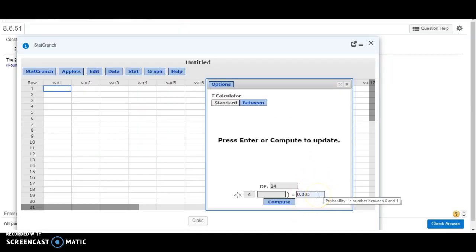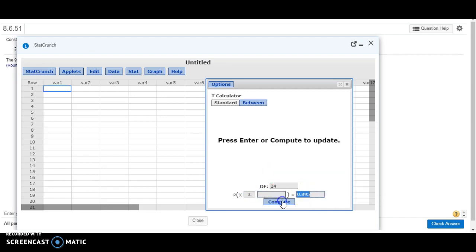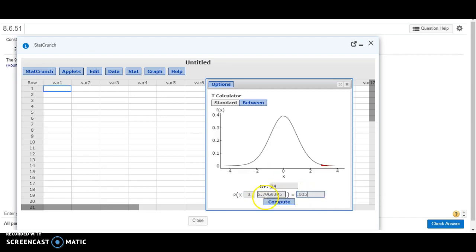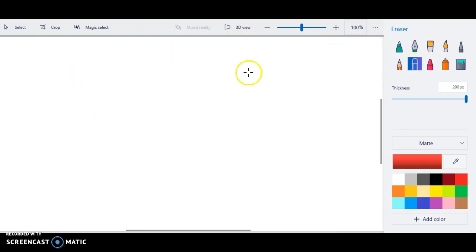If you put 0.005 in here, you're going to get a negative number because we're on the left side. If you were to do greater than or equal to, with 0.005, it would be positive on the right side. So our critical t value is 2.797. That is our critical, not z, I'm so used to saying z, our critical t value.